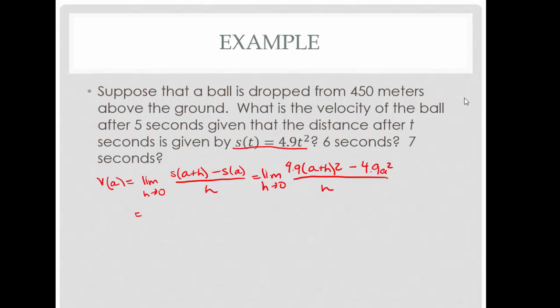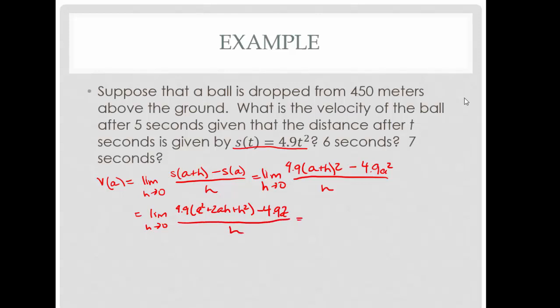So that's the setup. We need to actually do the limit calculation. And again, you can't plug in 0 directly for h. It's going to give you a 0 in your denominator. So we're going to have to do some manipulation, which in this case is going to involve expansion. If we expand the a plus h squared, we're going to get 4.9 times a squared plus 2ah plus h squared, because remember that's a FOIL, minus 4.9 times a squared, all over h.